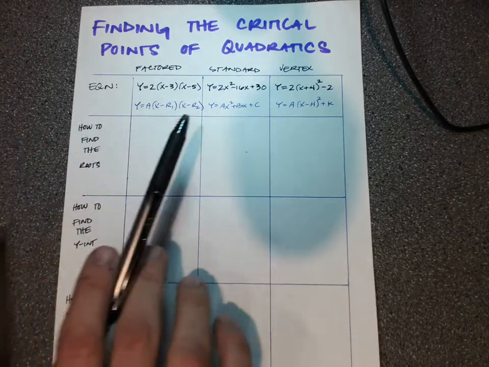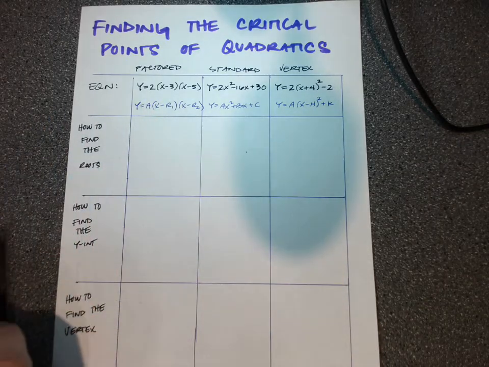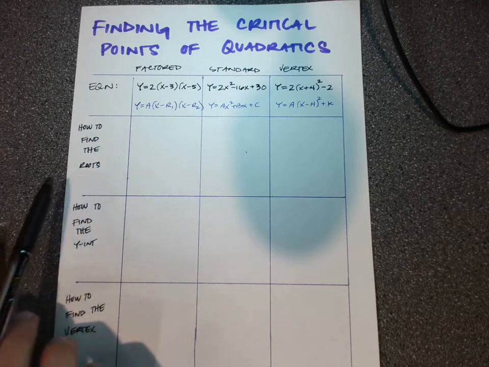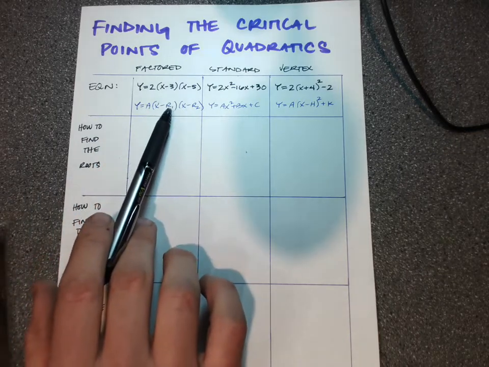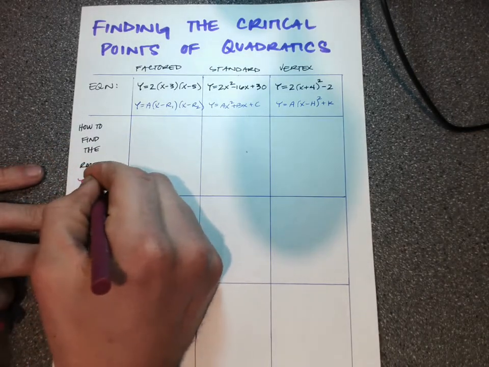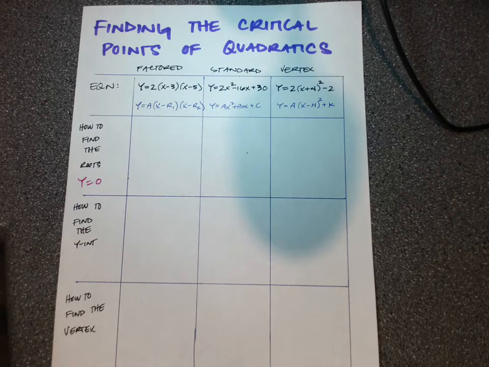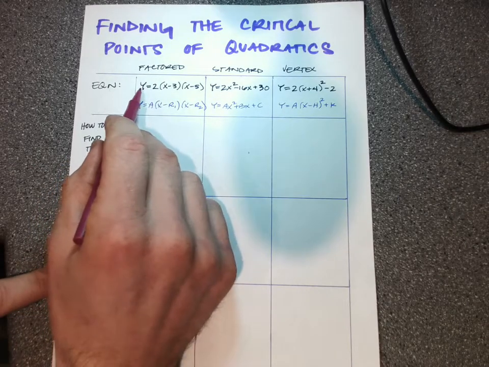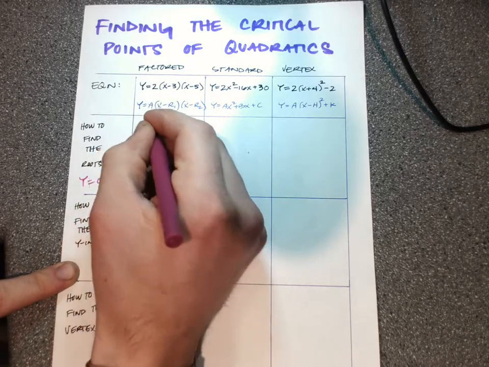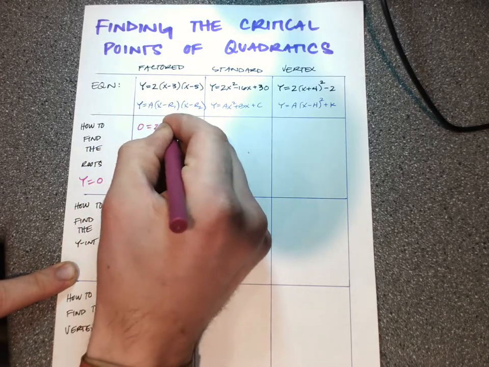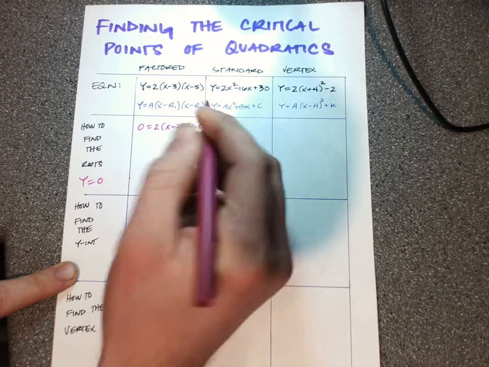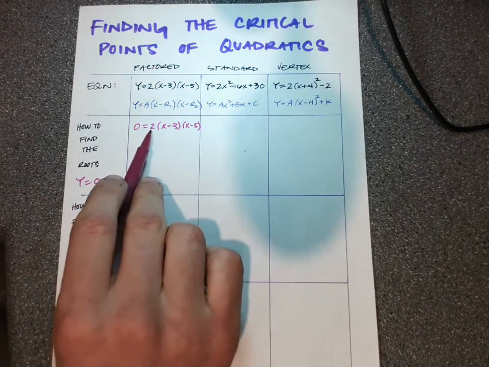So in each of these cases, there's a slightly different approach for how to find the important information, say, for example, finding the roots. In the first case, factored form, the roots, by the way, occur when the y value equals 0. So if we take the equation, I have here 2(x minus 3)(x minus 5), and we make the y value equal to 0, we can see that the 2 in front doesn't do anything.